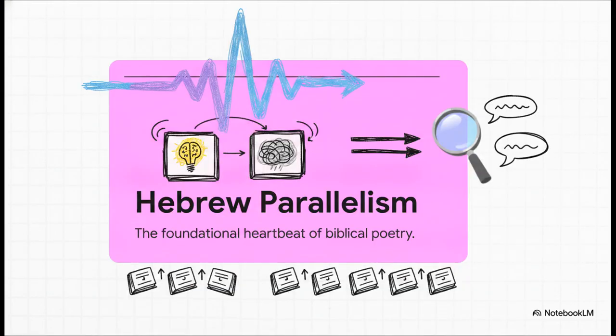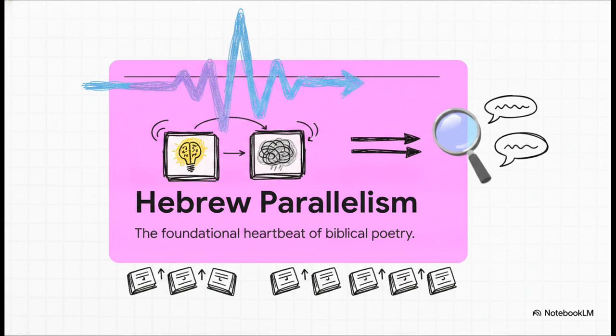So what's the actual technical name for this heartbeat? It's called Hebrew Parallelism. This is the absolute foundational heartbeat of biblical poetry. And honestly, you've almost certainly felt it before you could even put a name to it. Think about reading a proverb, right? One that pairs wisdom with folly. You intuitively feel the weight of the second half of that sentence reacting to the first half. That's parallelism doing its thing.